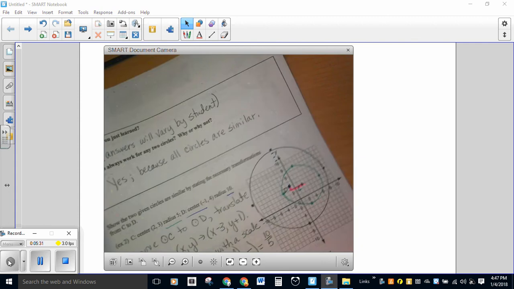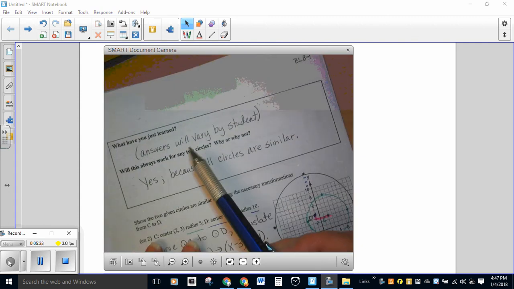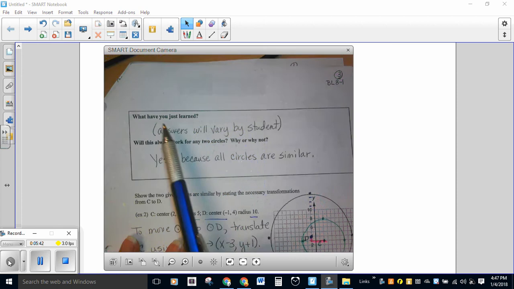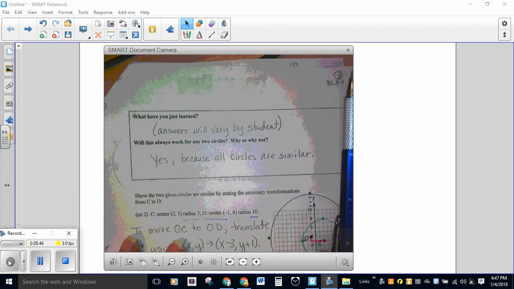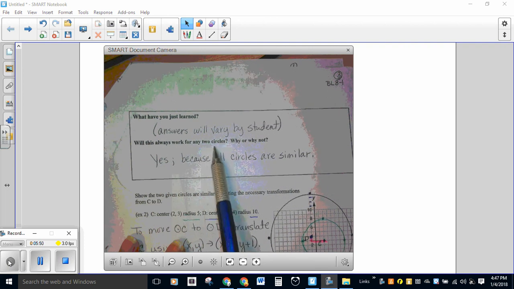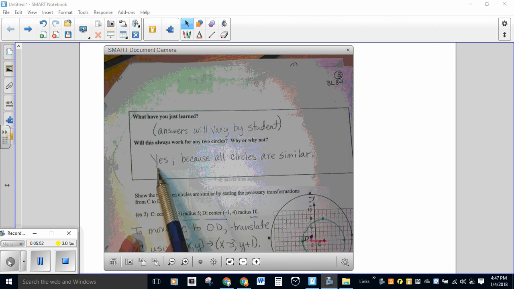Then for fifth period, what have you just learned? Your answers are going to vary because it depends on what you want to write down. Also, will this always work for any two circles? Why or why not? And the answer is yes, because all circles are similar.